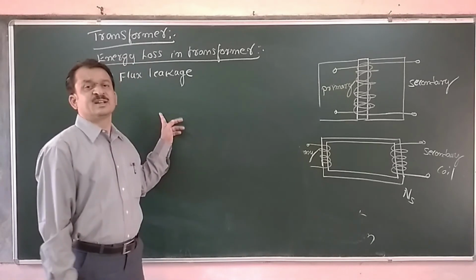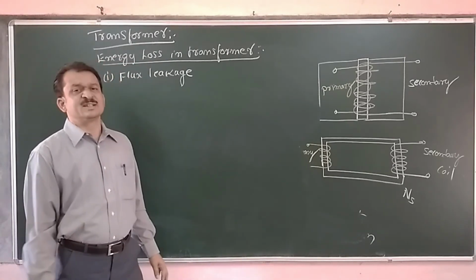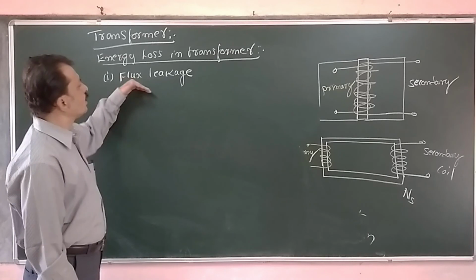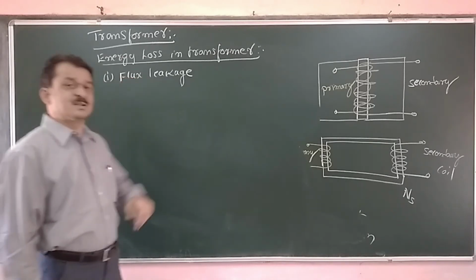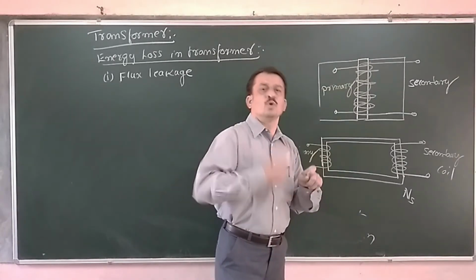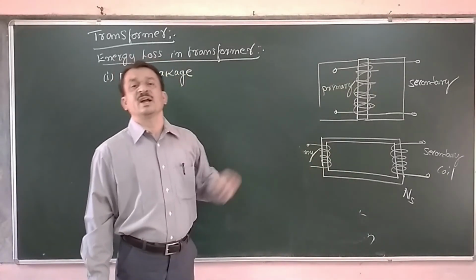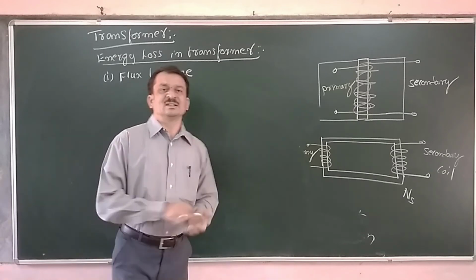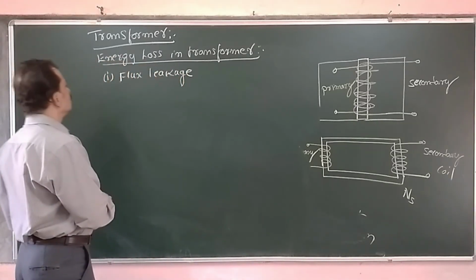If that is the case, then obviously there is an energy loss. In order to overcome this flux leakage, what is the best method? We wind one coil above the other coil so that the entire flux will be linked. First one.